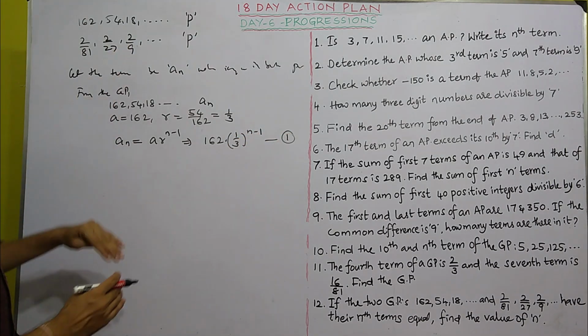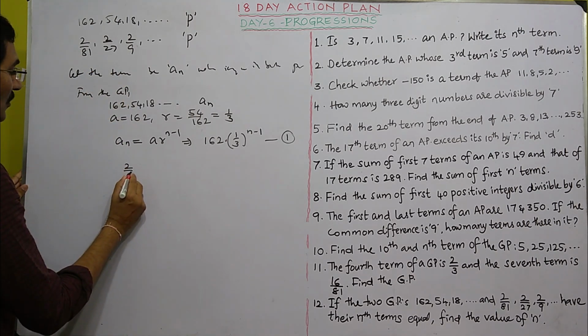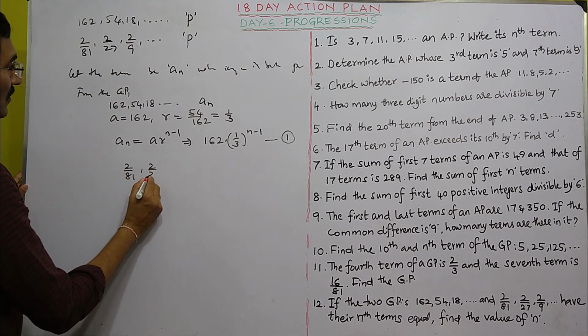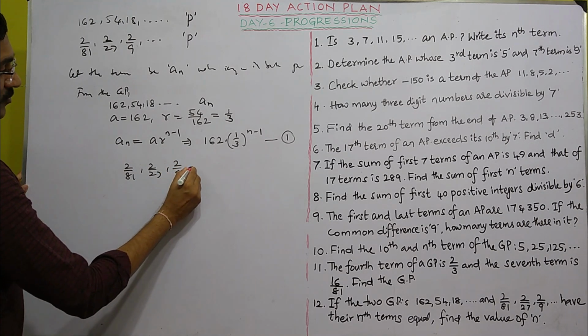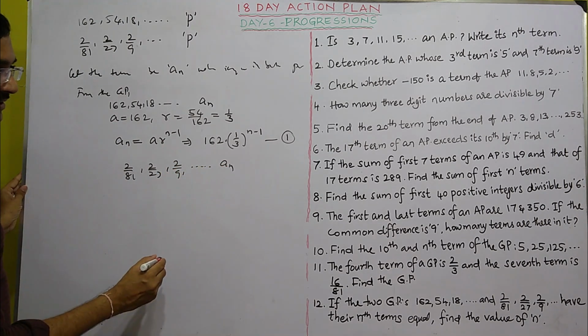And from the second GP, let us see what happens. The second GP is 2 by 81, 2 by 27, 2 by 9, and so on. Here also we have an nth term which is equal to this one.